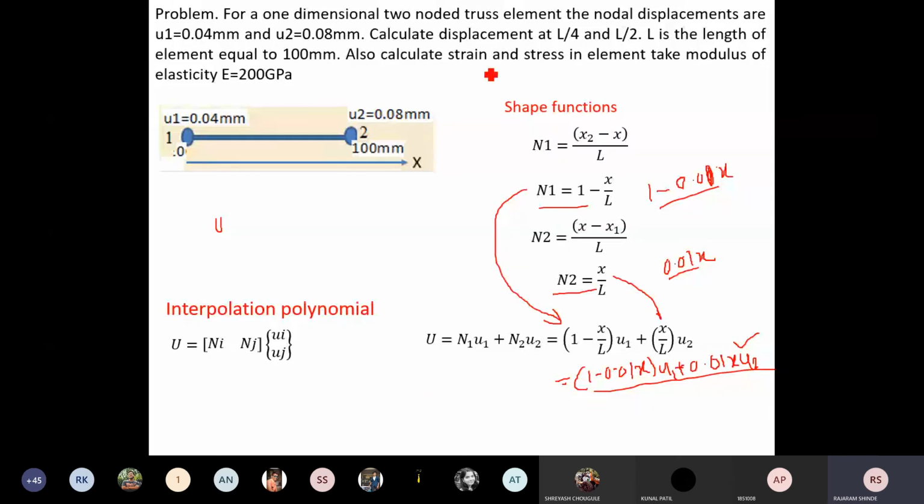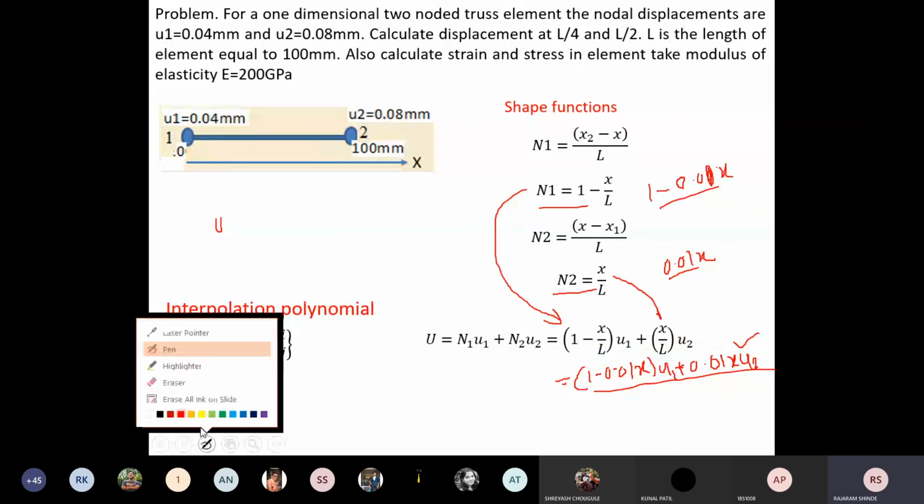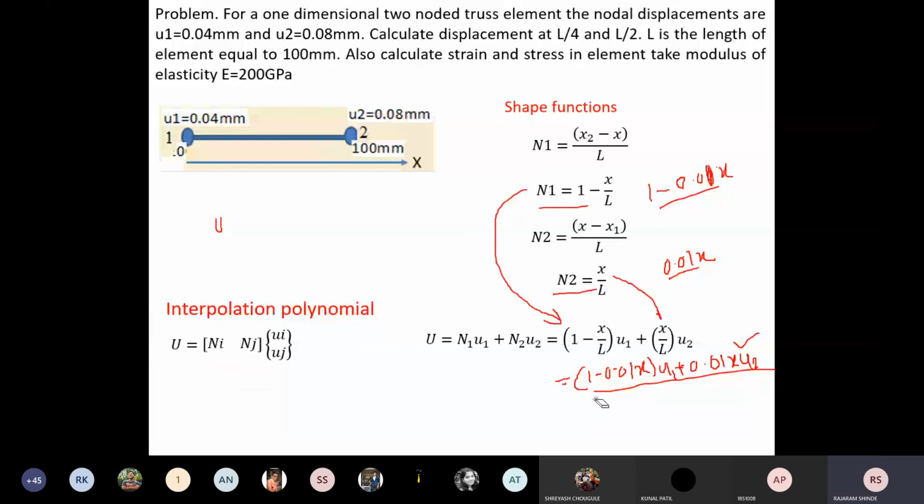Now after that, what you have to calculate is the displacement at L by 4. Why I have taken L as it is, is it clear? Yes sir. Now it is simple. This is your equation. Now you put the value of x equal to L by 4 and L by 2 and calculate the two displacements. What are the displacements? You tell me, the displacement at x equal to L by 4 and the displacement at L by 2.